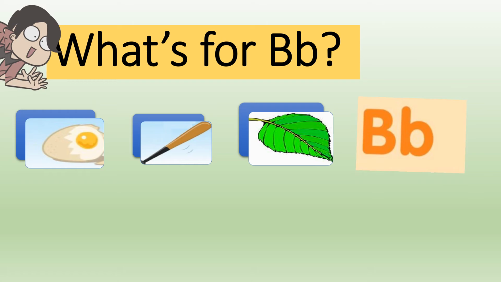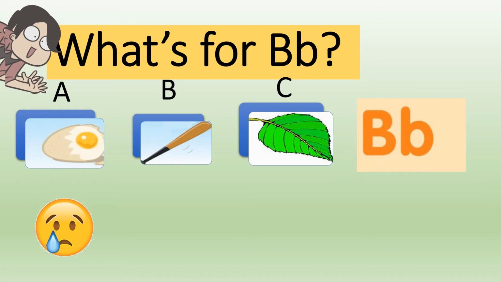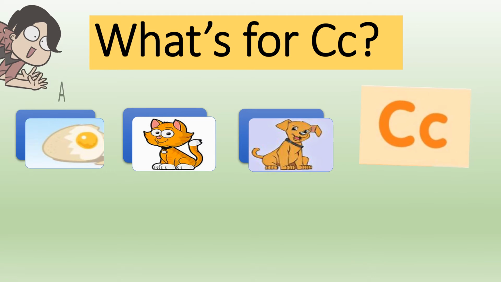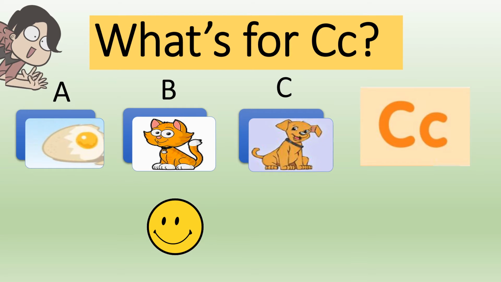Now, what's for B? B, B, B. We have letter B. A or B or C? Which one do you choose for B? How about A? Sorry, no. C? Are you sure C? Sorry, no. Yes, B is right. Excellent.